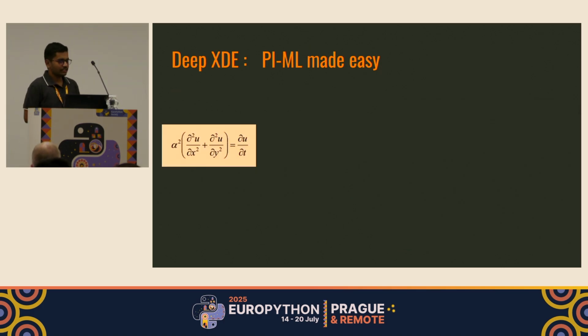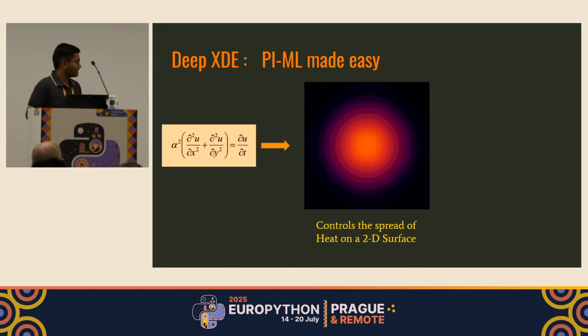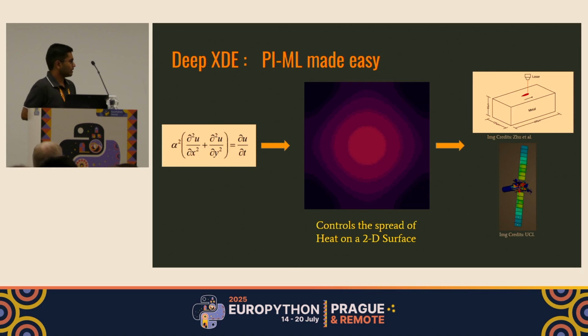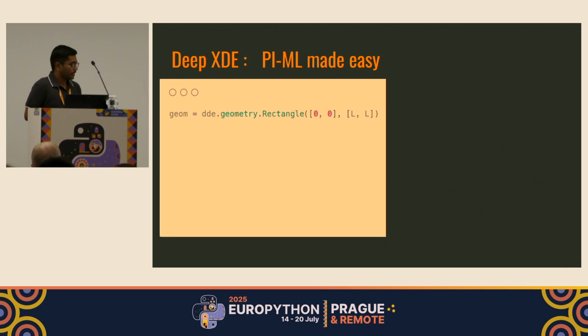So actually, this is the equation of spread of heat on a 2D surface, which looks something like this. And it has various applications, from predicting the spread of heat on a manufacturing material through laser, or predicting the heat spread on a satellite panel. So in DeepXDE, here is how we can simply define the physics-informed neural network.